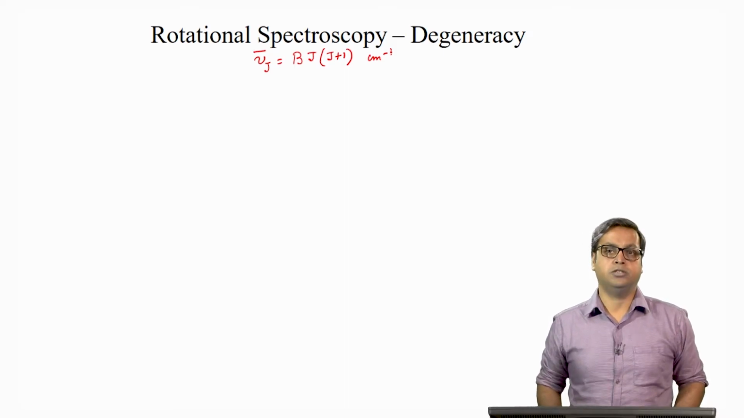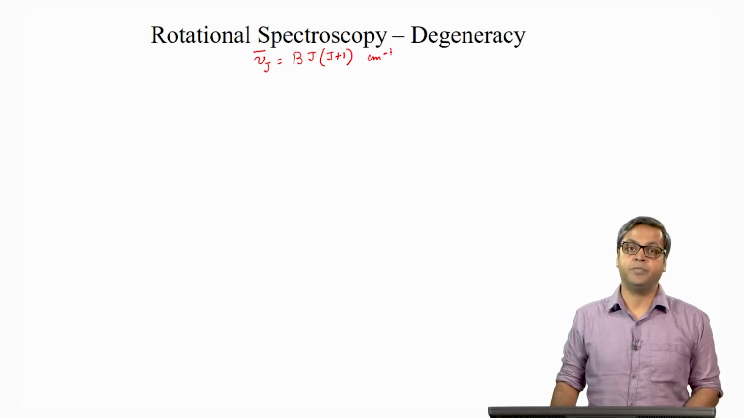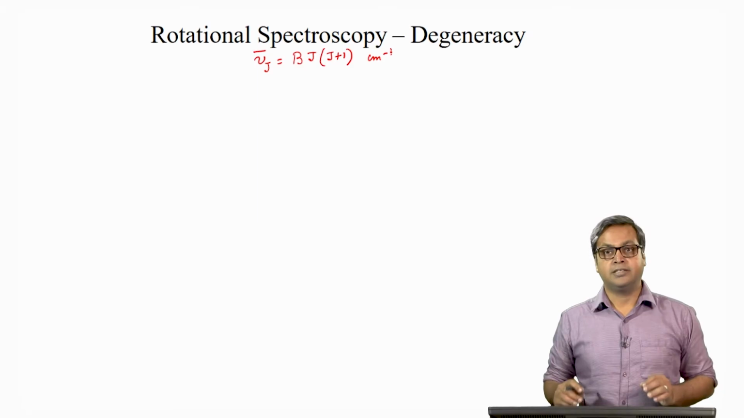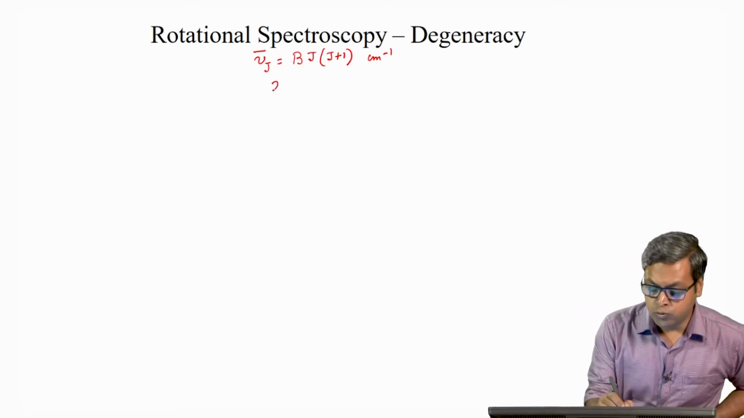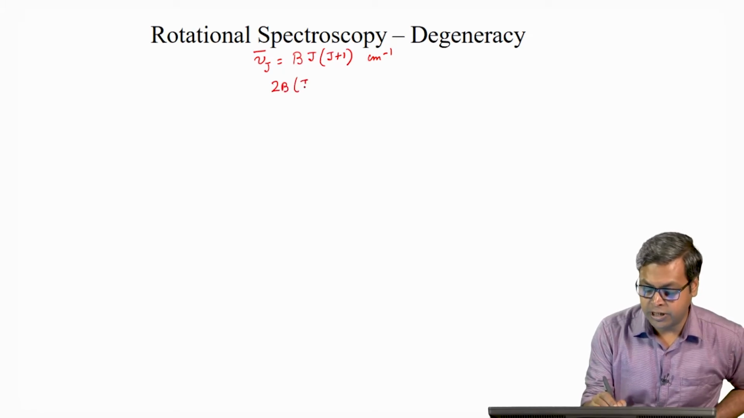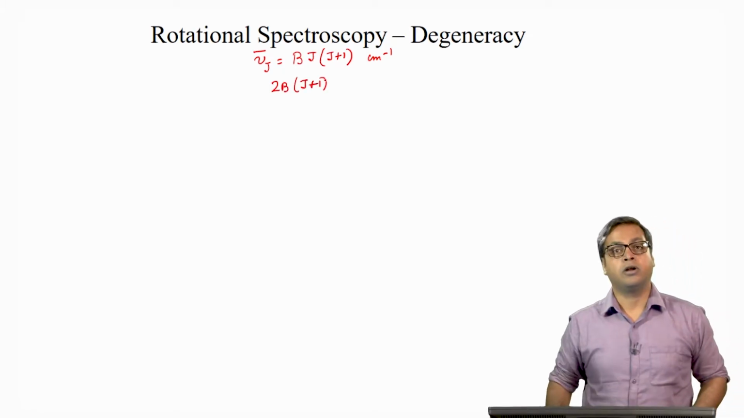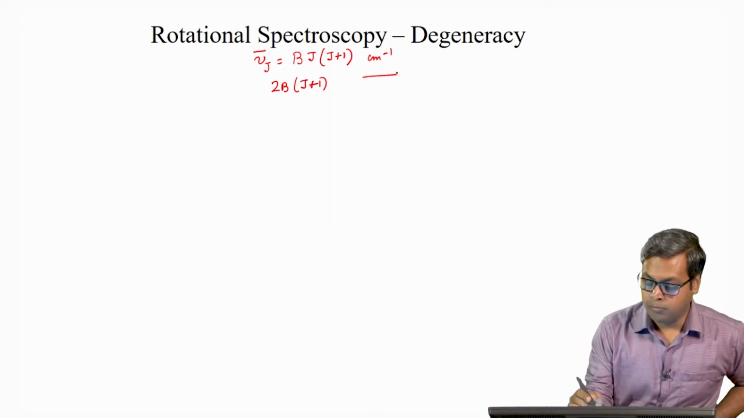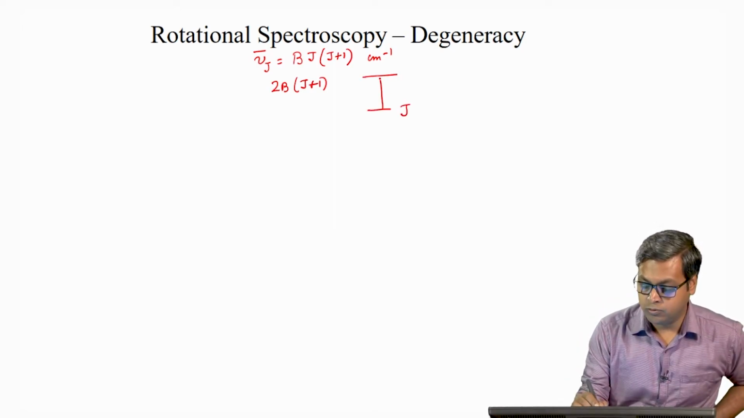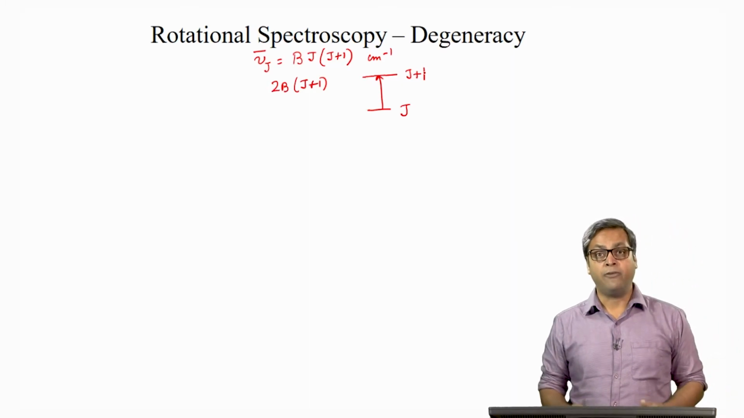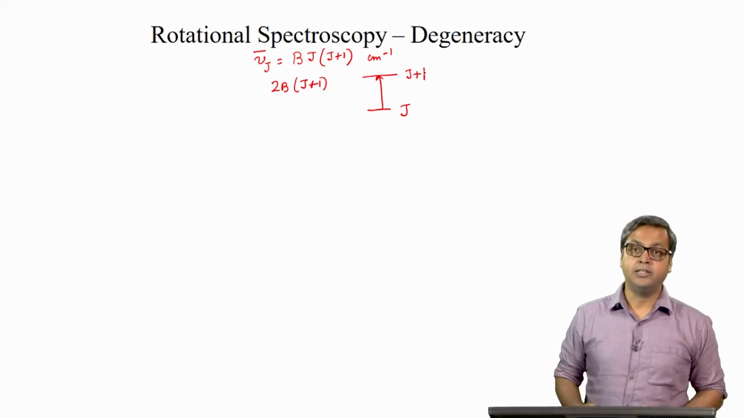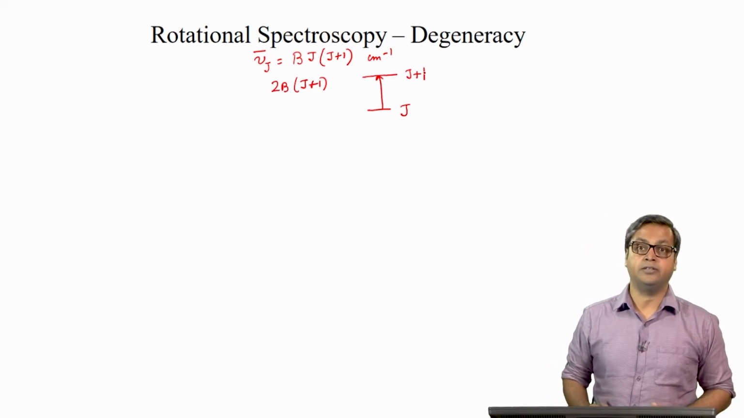We also focused on the energies of the lines in the rotational spectrum, and these energies of the lines are given by 2B times j plus 1 for a transition from j to j plus 1. However, we have not focused on the relative intensities of these spectral lines.